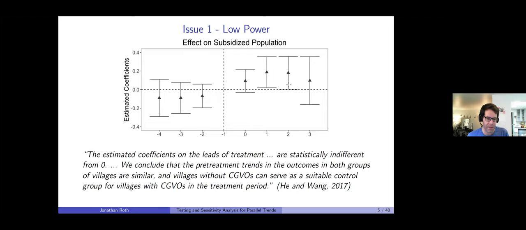Let me tell you a little bit more about how this approach works. To start out, I'm going to consider a simple three-period diff-in-diff model, similar to the one that I showed you earlier for those simulations illustrating the distortions from pretesting.